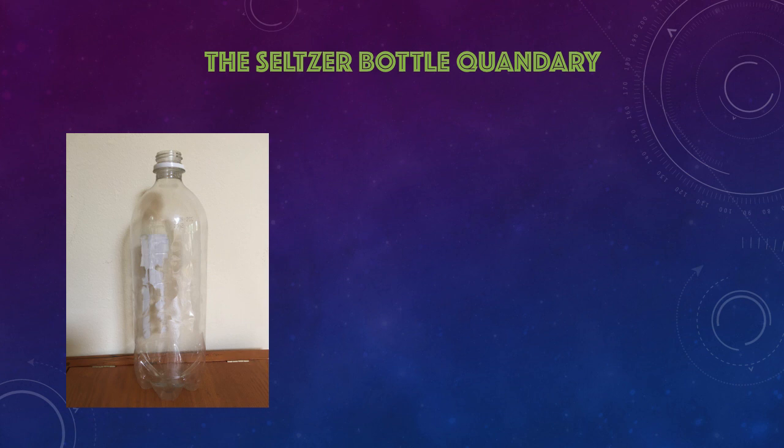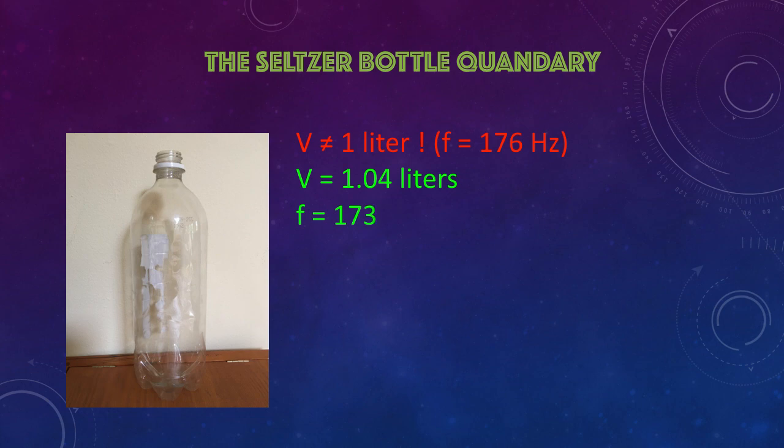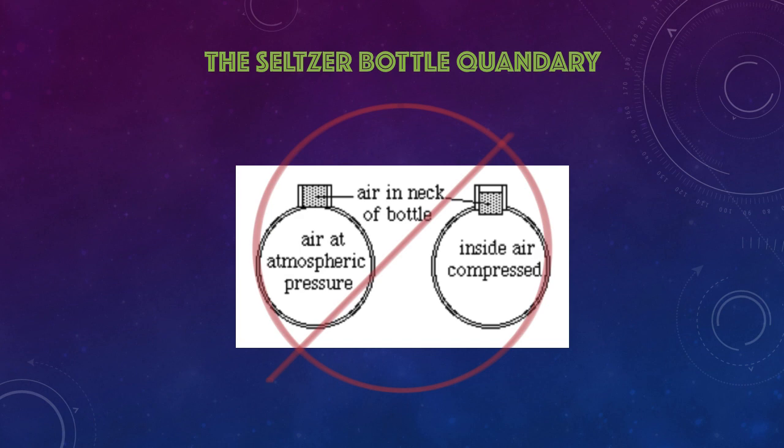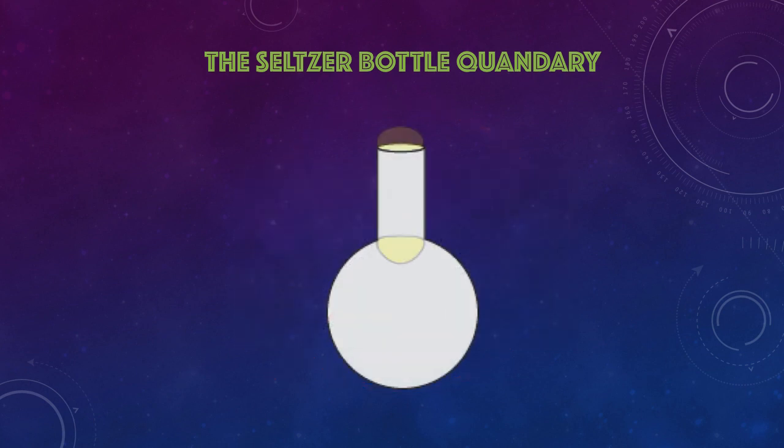What happened? First, it turns out that a 1-liter bottle of soda has a larger volume than 1 liter. Actually, it's about 1.04 liters. So a larger volume would lower the frequency. But it turns out it only lowers it a bit, to 173 hertz. It turns out the classic Helmholtz resonator equation assumes that the air in the neck is a solid. But in actuality, because it's a gas, the air above and below the neck actually contribute to the mass.